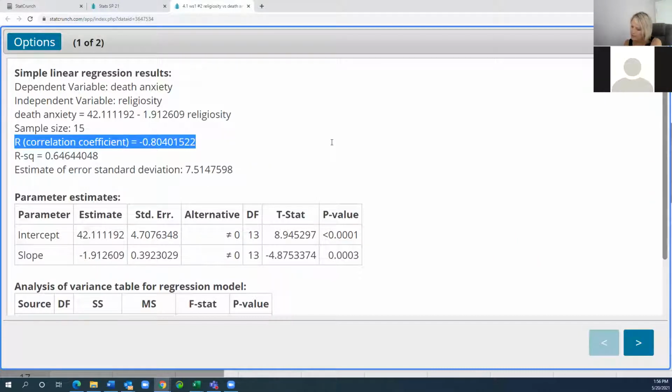And then the next part says, is it reasonable to conclude that being less religious causes more anxiety about death? And remember, we can't say causes because it's an observational study. No, because this is not a designed experiment. And I will show you my paper momentarily, just to make sure we're all on the same page with what we're writing down.